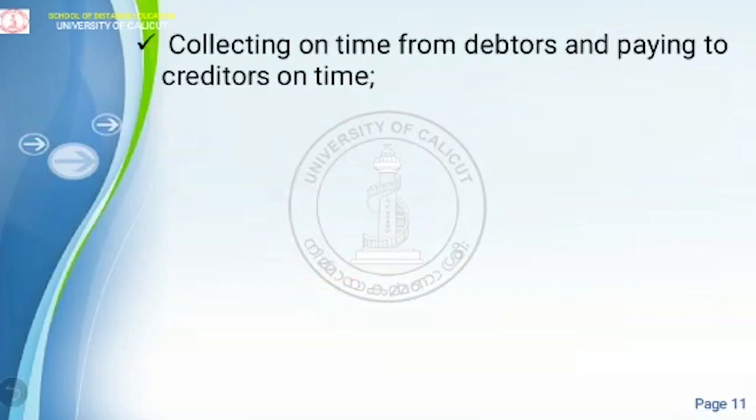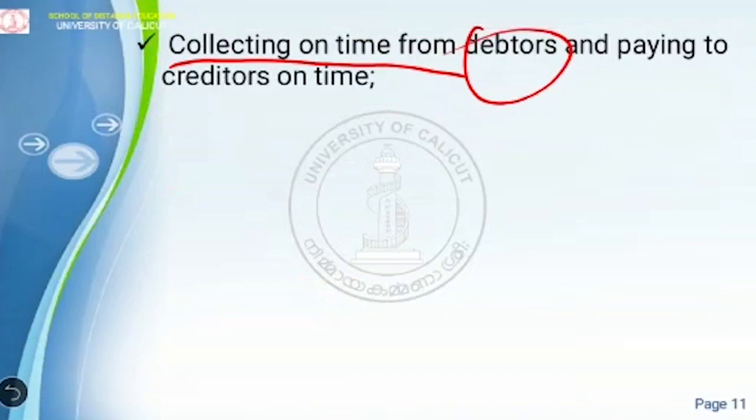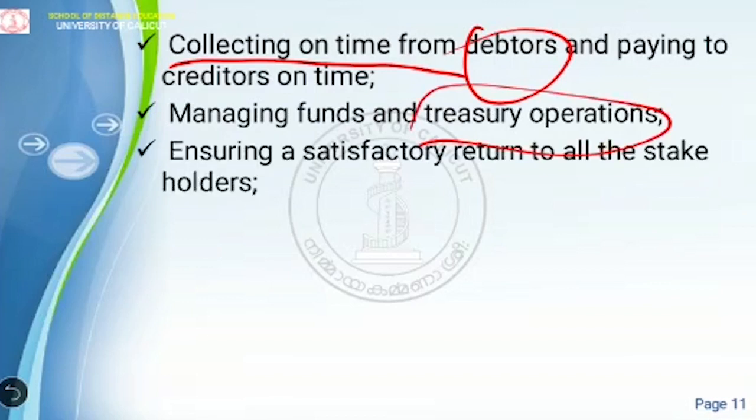Another is collecting on time from debtors. Debtors are other persons who owe money to the organization, so timely collection of the fund is necessary. Then managing fund and treasury operations, ensuring satisfactory return to all stakeholders.